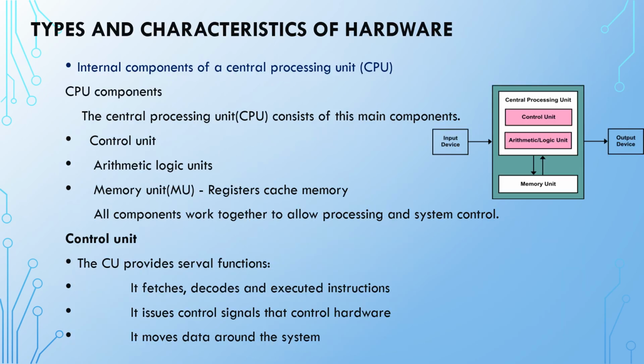Next, types and characteristics of computer hardware. CPU components. They are the control unit, arithmetic logic unit, and memory unit. Control unit. The control unit provides several functions: it fetches, decodes, and executes instructions. It issues control signals that control hardware. It moves data around the system.